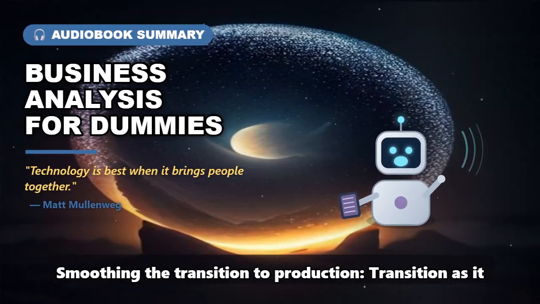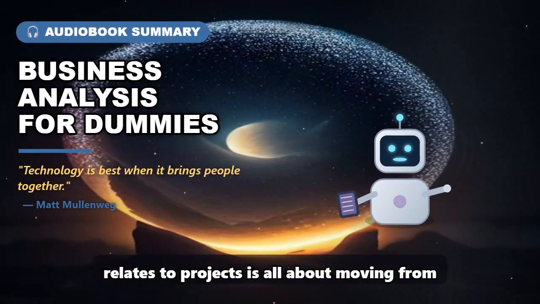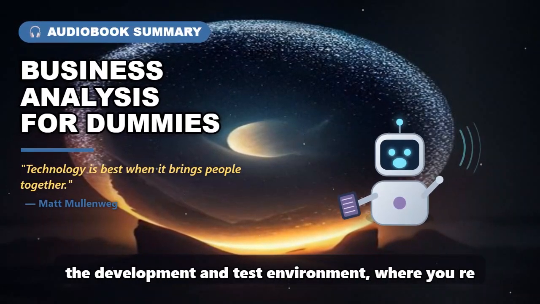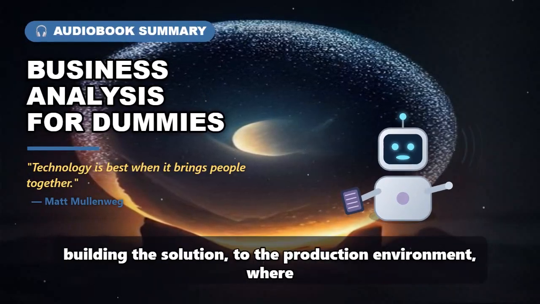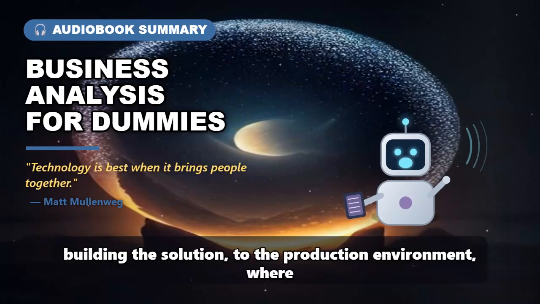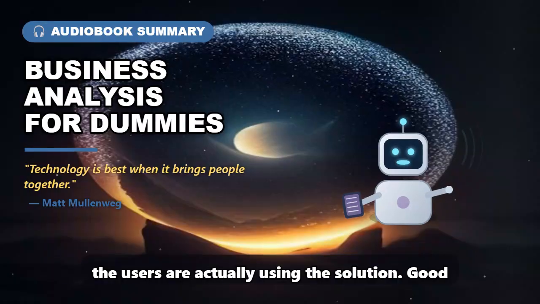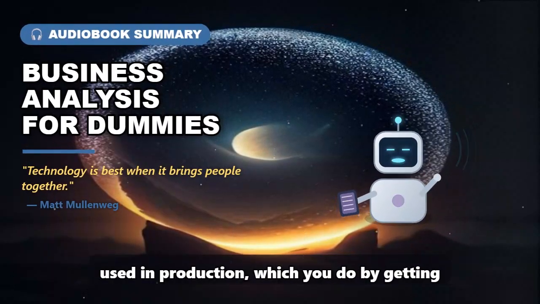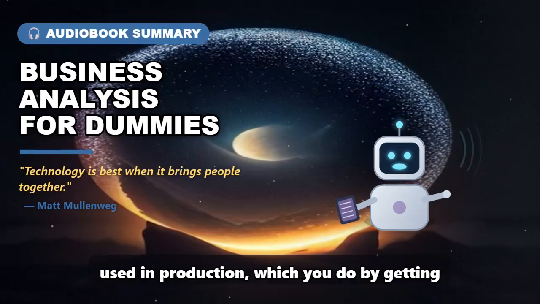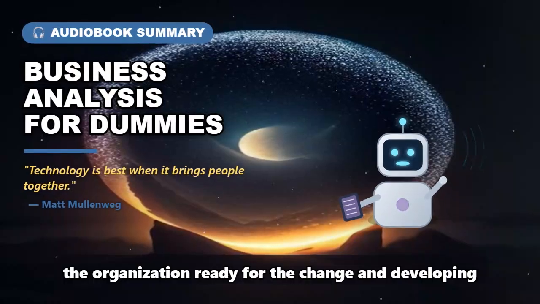Smoothing the transition to production. Transition, as it relates to projects, is all about moving from the development and test environment, where you're building the solution, to the production environment, where the users are actually using the solution. Good business analysis includes ensuring the solution will be used in production, which you do by getting the organization ready for the change and developing a rollout strategy.